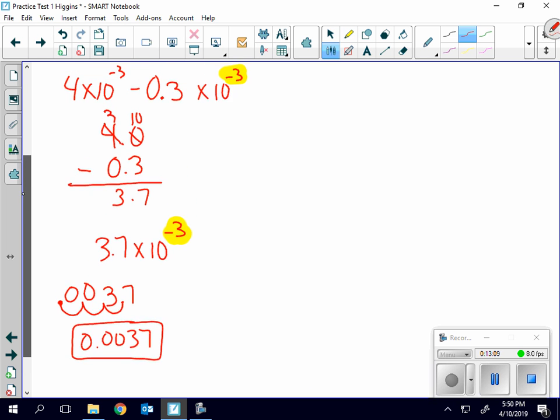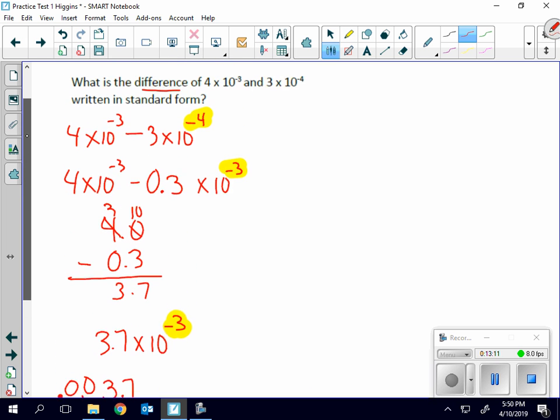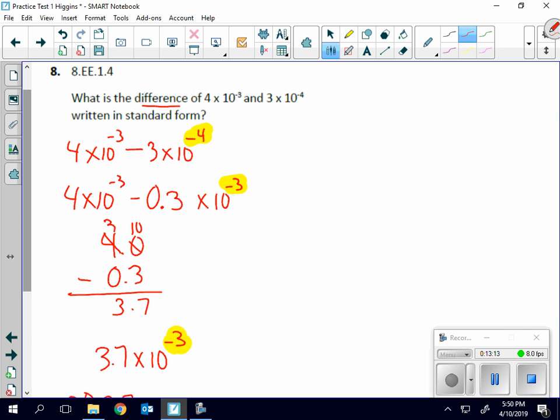Okay. If you like that way, you're comfortable with that, you can move on, you can fast forward, but I'm going to show you the other way to do this. If I actually change it to standard form in the beginning, 4 times 10 to the third power, negative third would mean to move the decimal 3 times this way. 1, 2, 3. So I have 2 decimals there. And 3 times 10 to the negative fourth power would mean to move it 4 times. 1, 2, 3, 4.